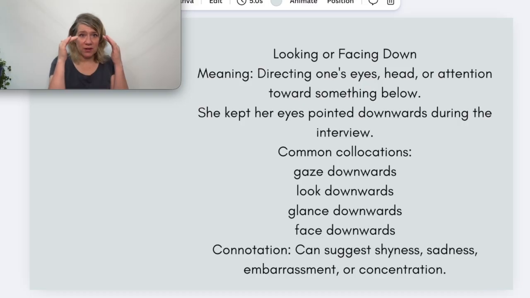Gaze downward. So I'm looking not at you. I'm looking maybe down at my feet. Look downwards, glance downwards. Glance is a quick glance and then back up. Face downward. That's your whole face looking down. It can suggest shyness or sadness, embarrassment, or concentration if you're looking downwards.